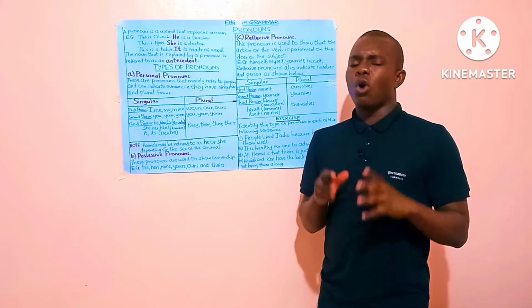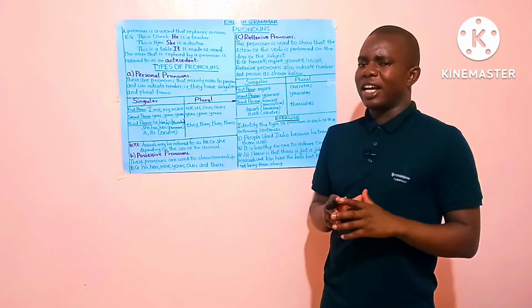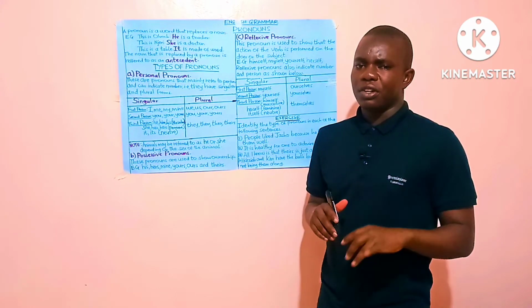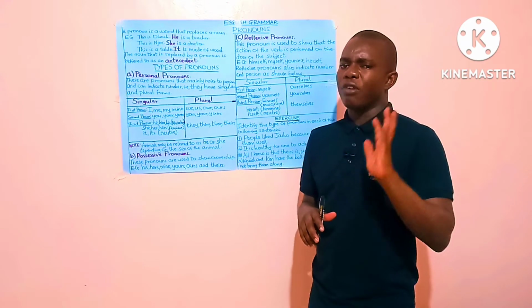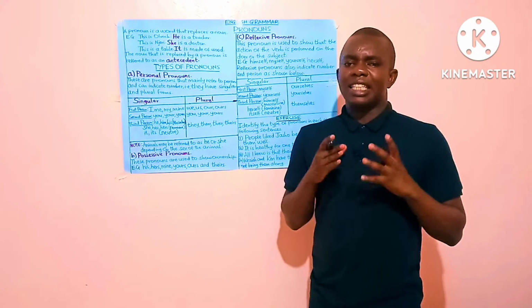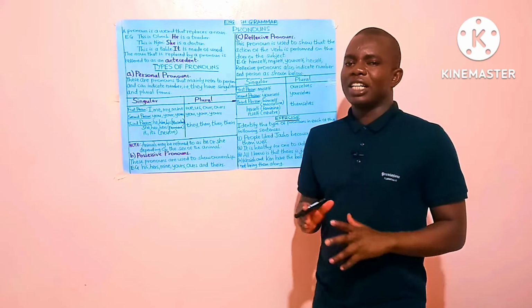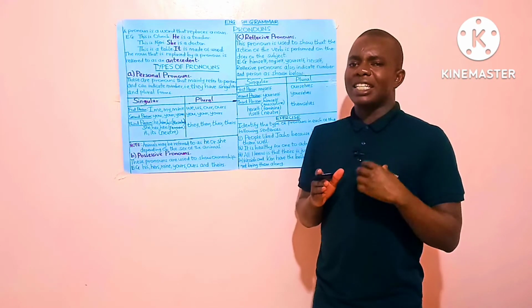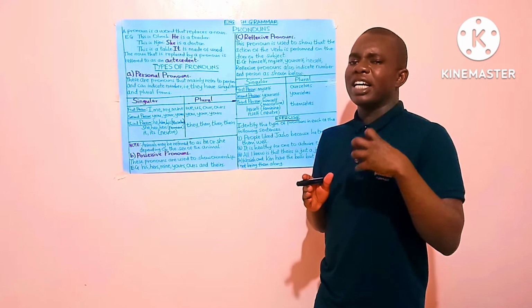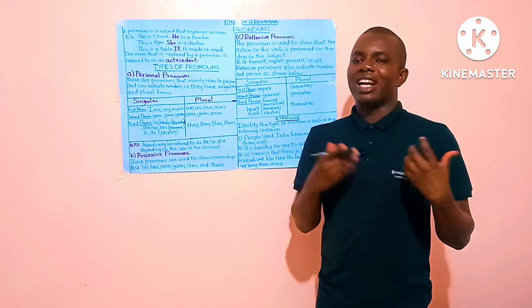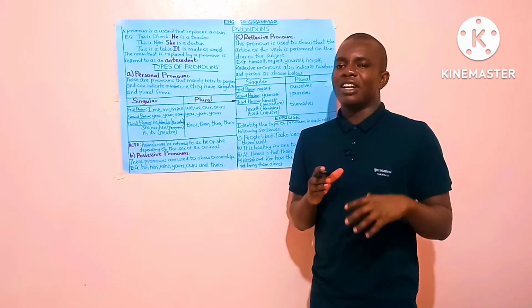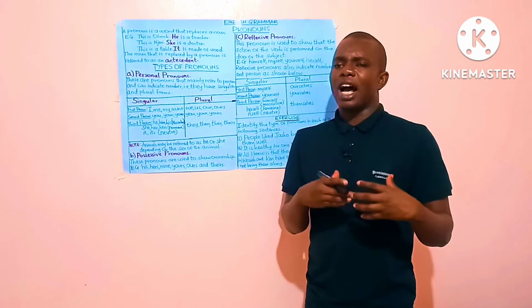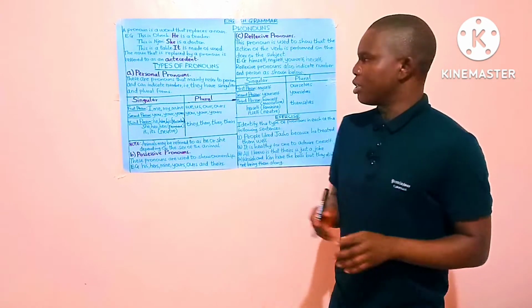Personal pronouns also represent persons. And in English, we have three persons. Number one, we have the first person, and that is the person speaking. Number two, we have the second person, that is the person the speaker is speaking to. Then lastly, we have the third person, that is the person the speaker is speaking about.